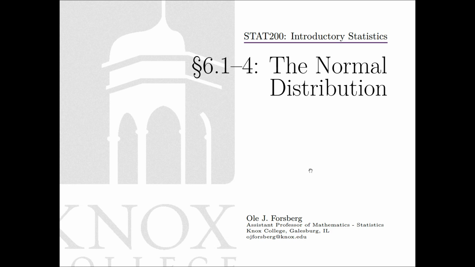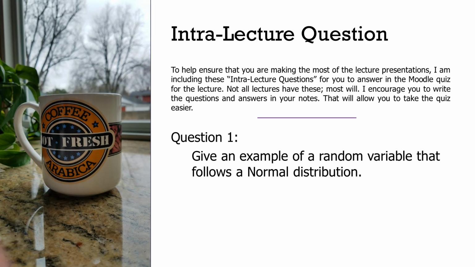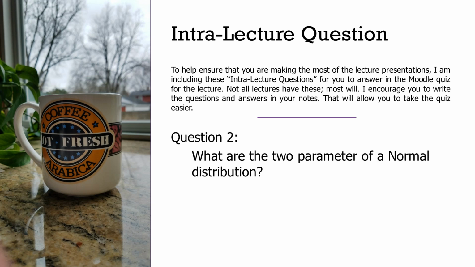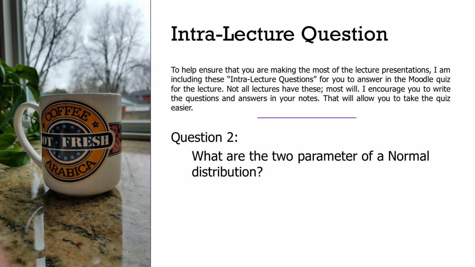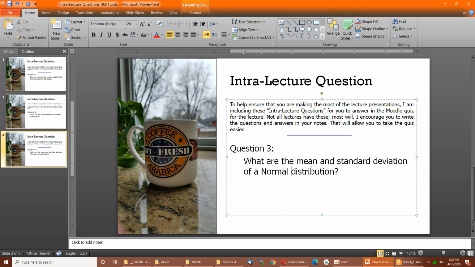I haven't done the intra-lecture quiz or questions. Here we go. Question 1, give an example of a random variable that follows a normal distribution. Question 2, what are the two parameters of a normal distribution? And question 3, what are the mean and standard deviation of a normal distribution? 3 again will be really easy. 2 will be pretty easy. 1, that'll take some thought, but it'll be easy. Oops, went too far. So I guess I'm done.